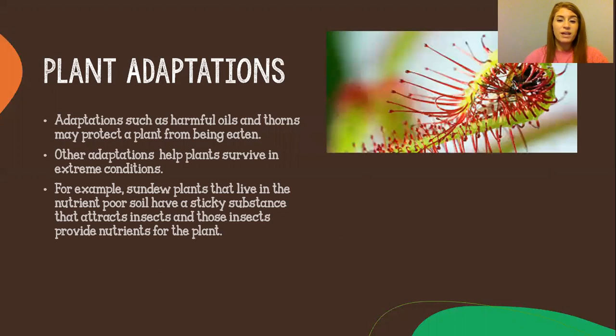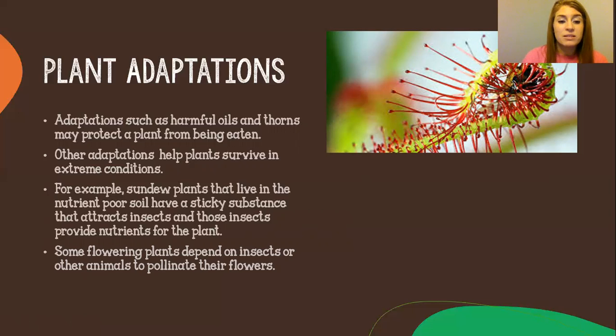For example, the Sundew plant, which looks just like this, lives in really nutrient poor soil, which means that their roots are not taking up a whole lot of nutrients to help them survive and grow. So they have a sticky substance on their leaves that attracts insects, and you can see the insect is trapped because it's being absorbed, eaten by the Sundew plant. The plant gets the nutrients from the insect. That is an adaptation the Sundew plant has developed over time, because the soil where they grow doesn't have the nutrients they need to grow as big.